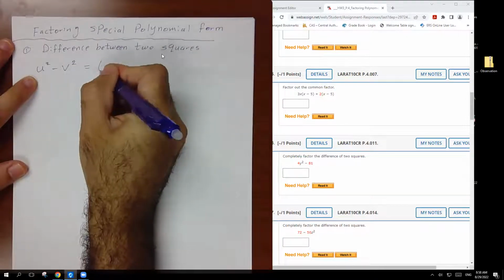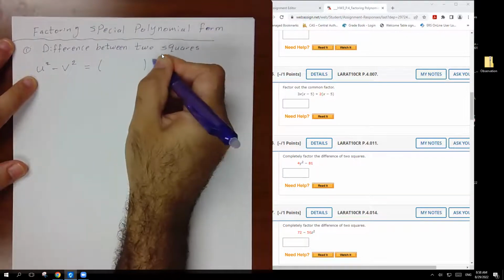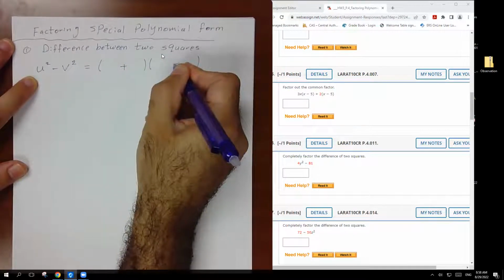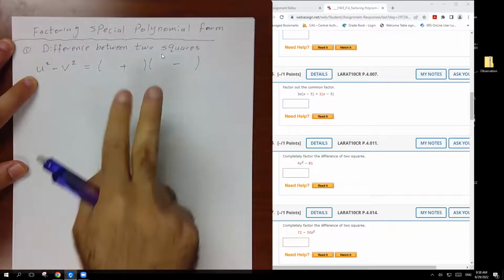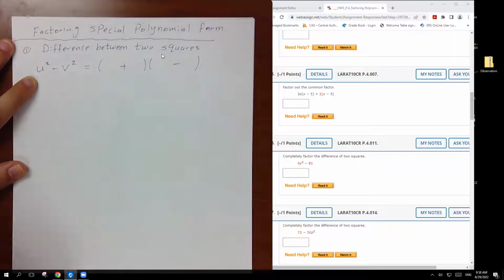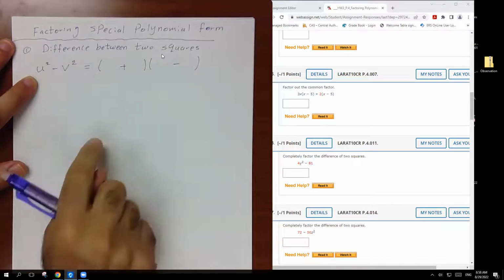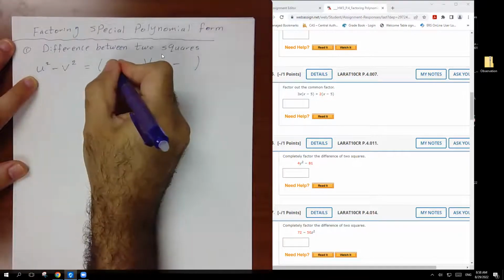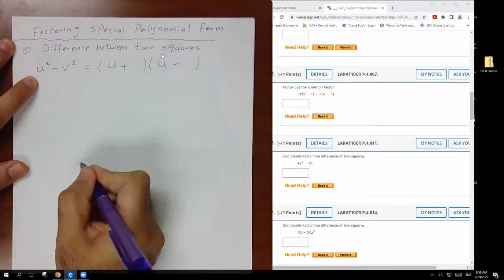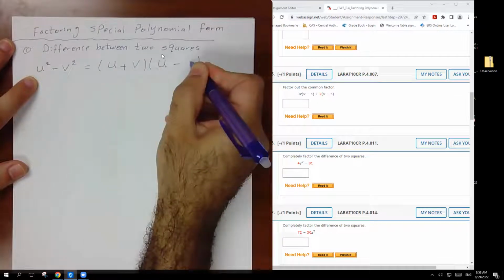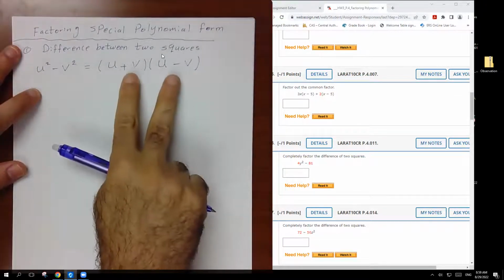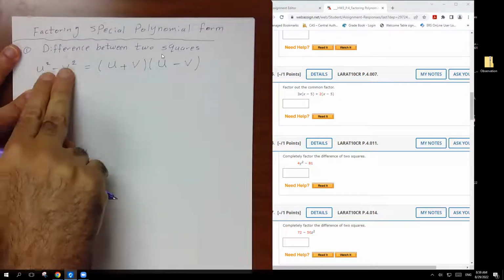So what I'm going to do, I'm just going to open two parentheses, 1 plus, 1 minus. And it doesn't matter if you write down minus here and plus here, it's going to be right. The main thing, 1 plus, 1 minus. 1 u here, and the second u here. 1 v here, and the second v is going to be on the other side. If you FOIL this one, the result is going to be exactly the same thing.